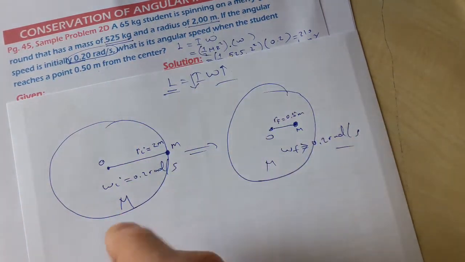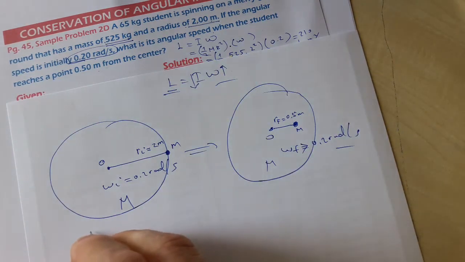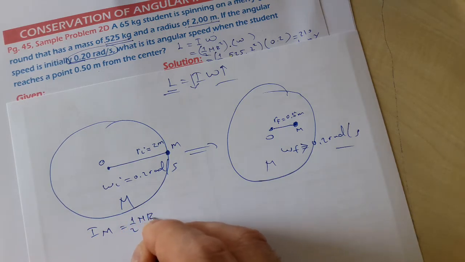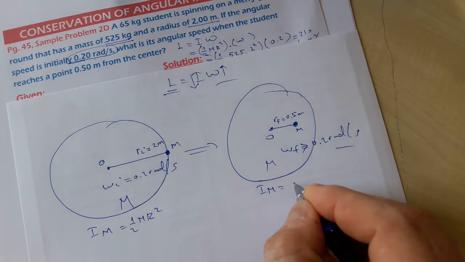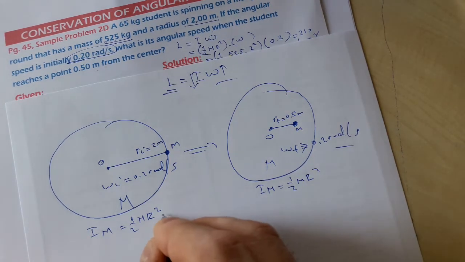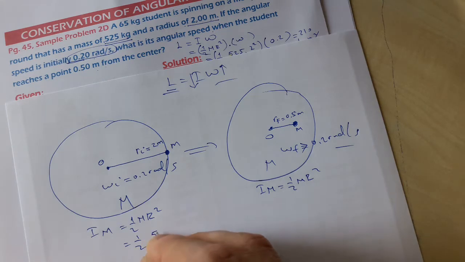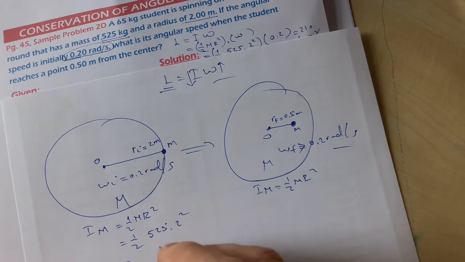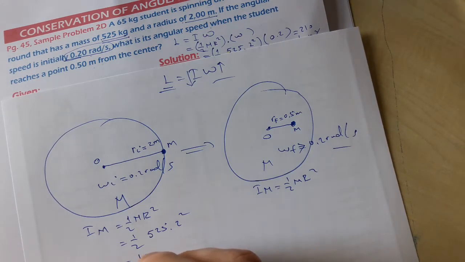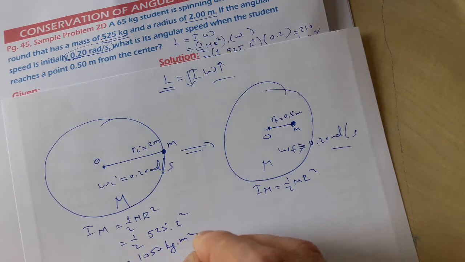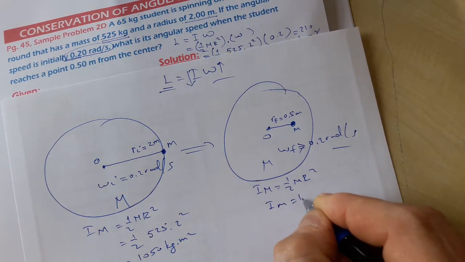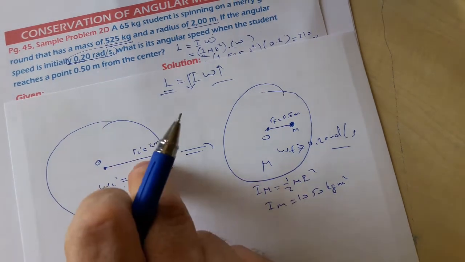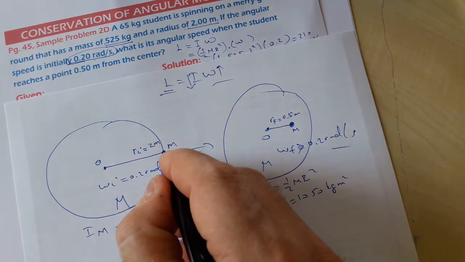As I said, the system has two components. One of them is the merry-go-round itself, so its moment of inertia does not change. The merry-go-round is a disk, so I is 1/2 m r squared, here and there the same. Let's calculate this. 1/2, the mass is 525, r is 2, square of 2, so it is almost 1050 kilogram meter squared. Right here also I am 1050 in the second case, because the shape of the merry-go-round does not change.